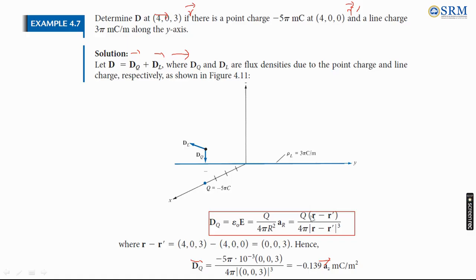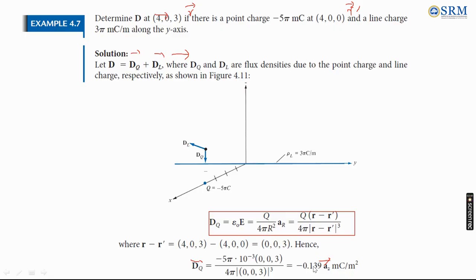For a R cap, we are replacing it by (r minus r dash) vector divided by the magnitude of (r minus r dash) whole cube. Here r is the point of interest, where we need to find the electric flux density, (4, 0, 3), and r dash is the point where my charge is present, (4, 0, 0). If you take the difference, I will get (0, 0, 3). So we apply the value of q, minus 5 pi millicoulomb, 10 power minus 3, into that vector divided by 4 pi times the magnitude whole cube.